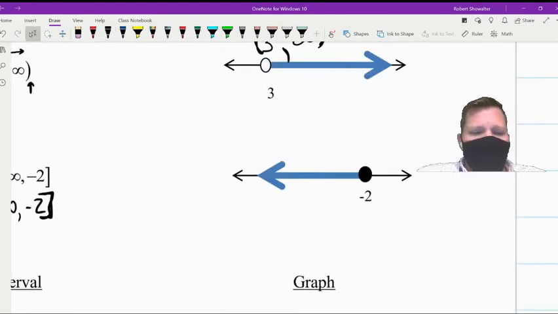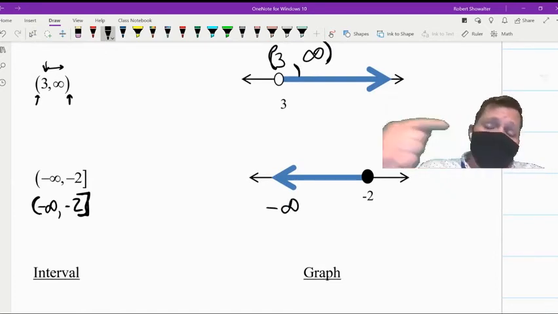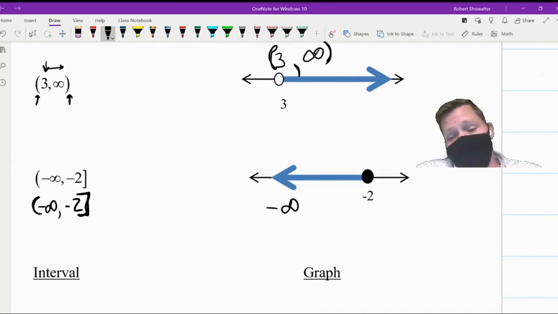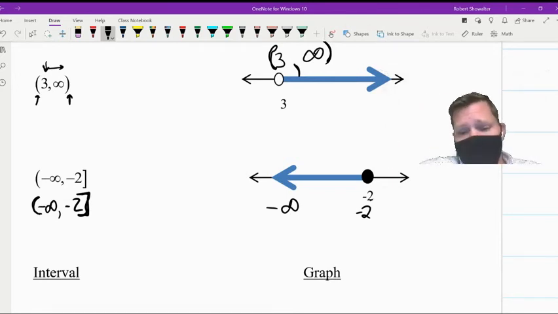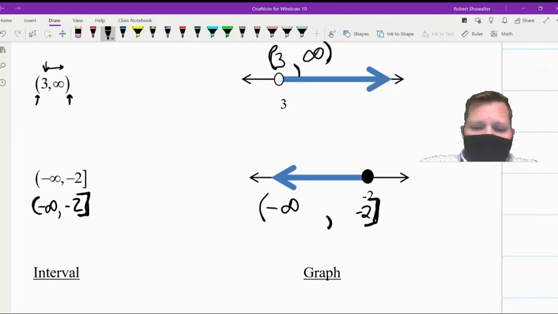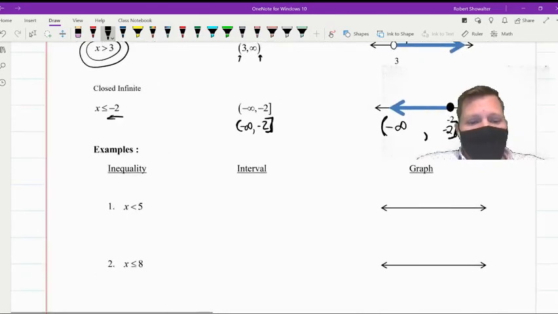Now, when we go over here and compare that to the graph, again, it's going to the left forever, so that represents -infinity. That means going to the left forever. And we stop at -2. So we have a bounding value of -2, and we also have that as a closed bracket, right? Because it's filled in, and we never put a closed bracket on infinity. Again, numerical order.